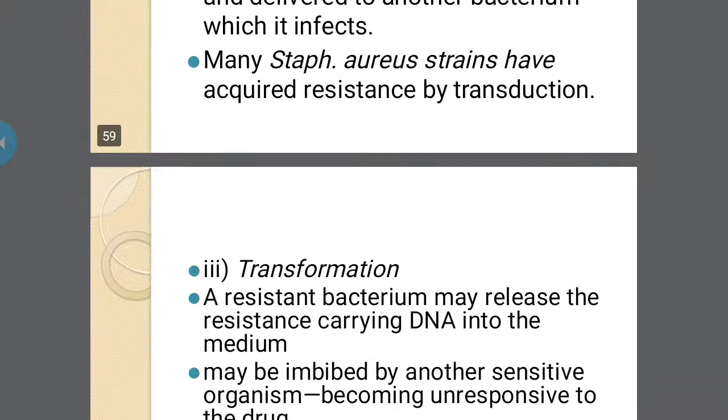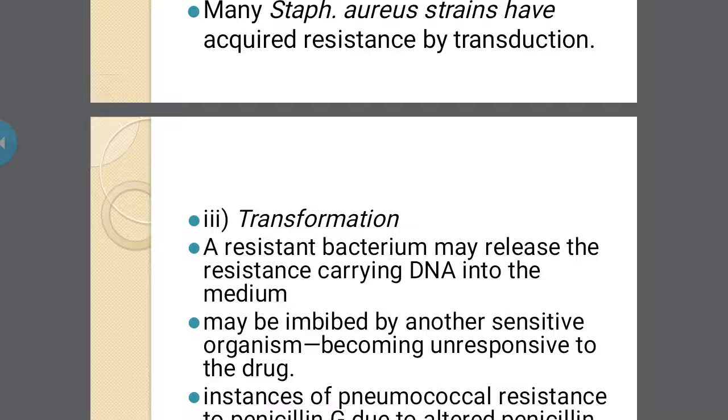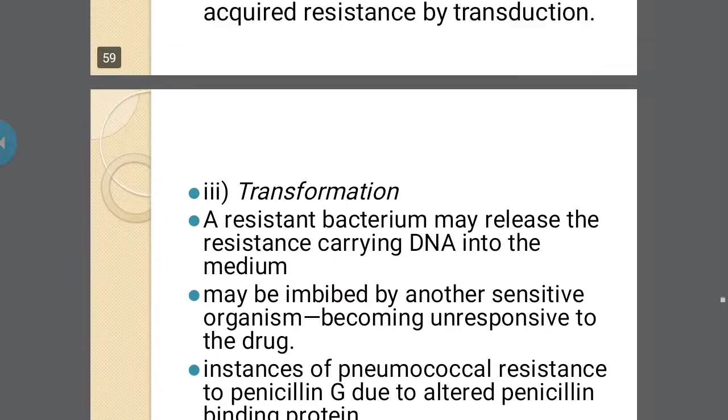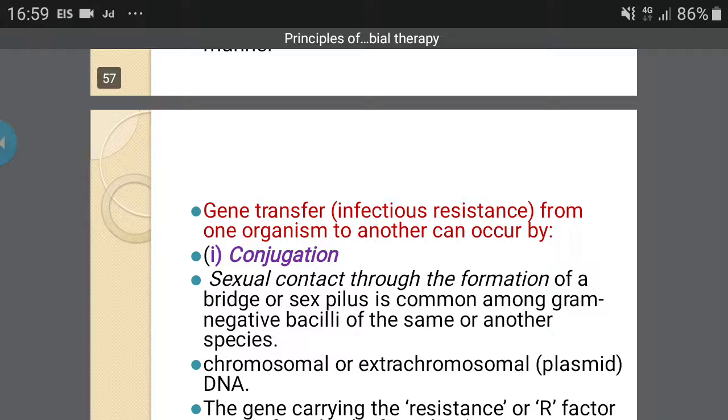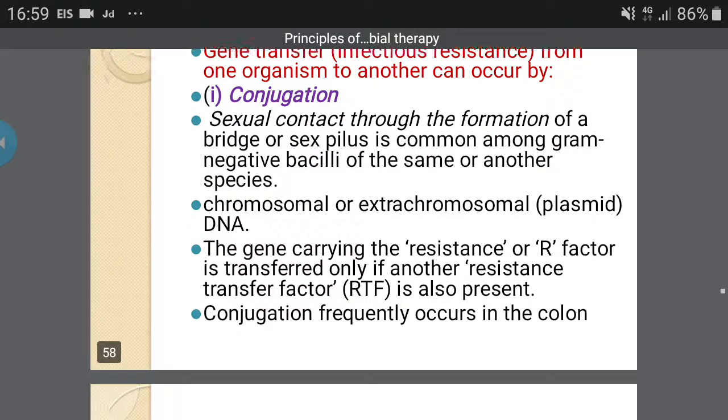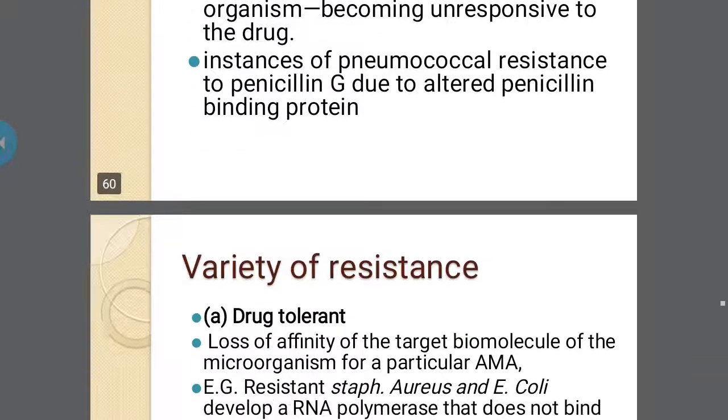And many Staph aureus strains have acquired resistance by transduction. Transformation: a resistant bacterium may release the resistance-carrying DNA into the medium, which may be imbibed by other sensitive organisms, becoming unresponsive to the drug. An example is pneumococcal resistance to penicillin due to altered penicillin binding protein. So these are the methods by which a microorganism can develop drug resistance, either by mutation or by gene transfer through conjugation, transduction, transformation.